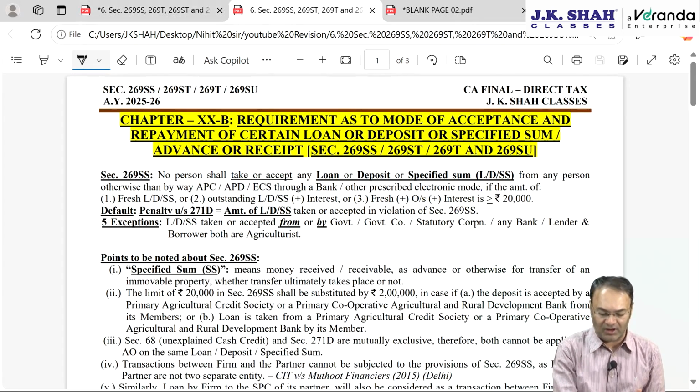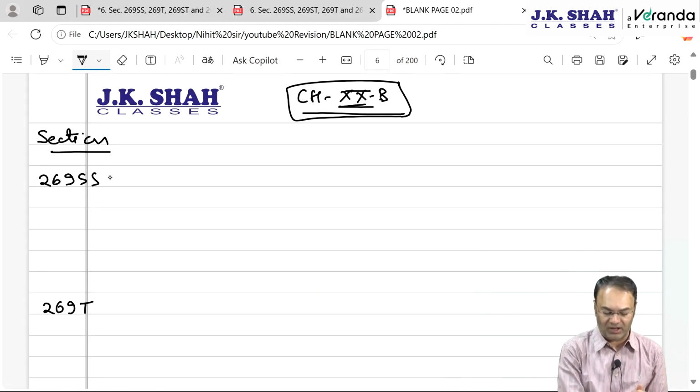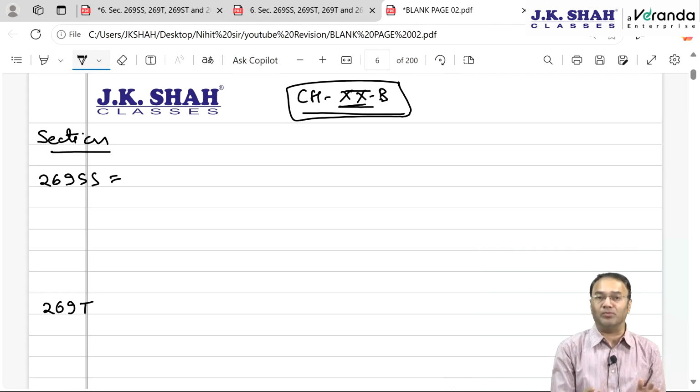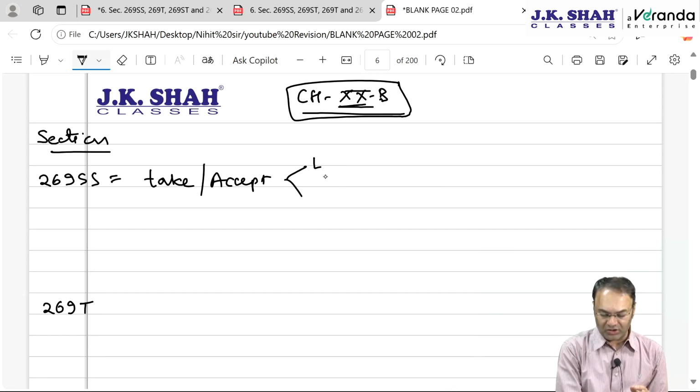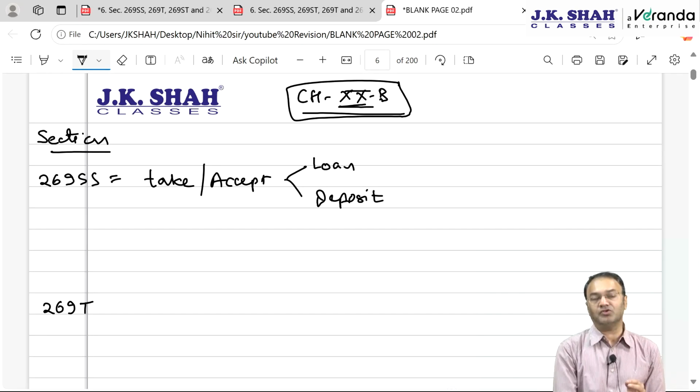So starting with this chapter, the very first section is 269SS. All of them are applicable to all persons: individual, HUF, AOP, BOI. It says no person shall take or accept loan or deposit. Then the government introduced one more word. Initially the section was only for loan or deposit.